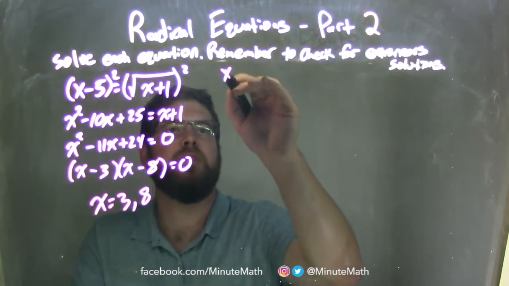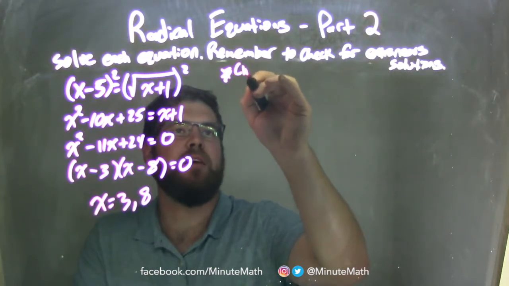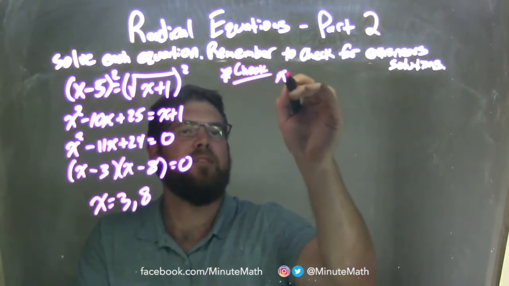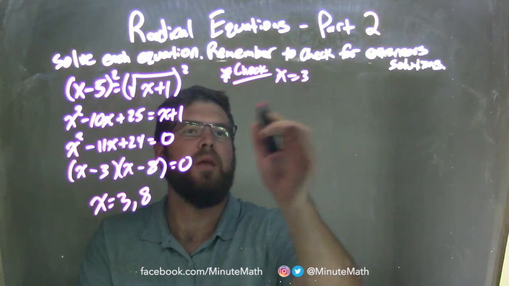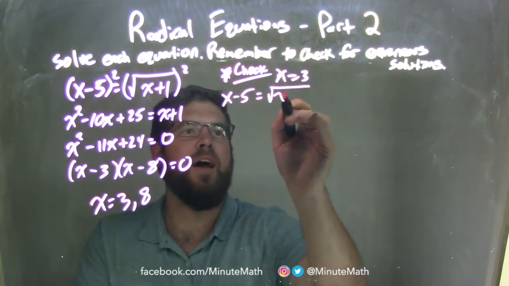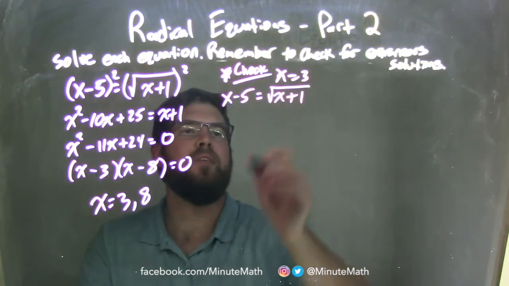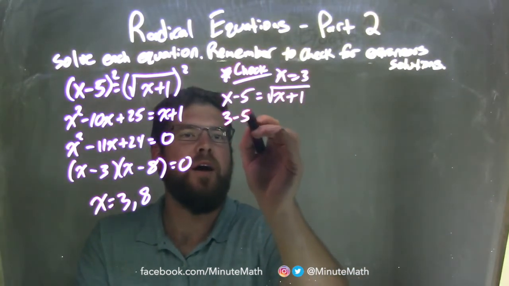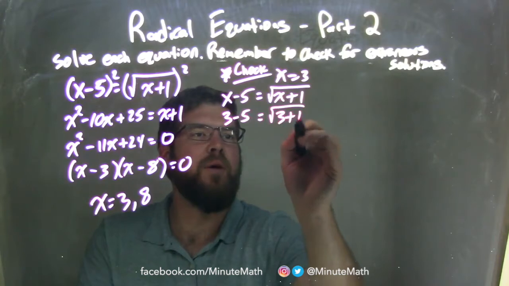So here's my check. We have x equals 3 first. So let's rewrite our equation: x minus 5 equals square root of x plus 1. Let's plug 3 in for both x's. 3 minus 5 equals square root of 3 plus 1.